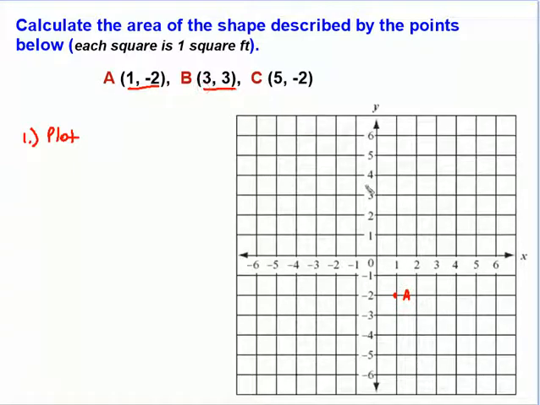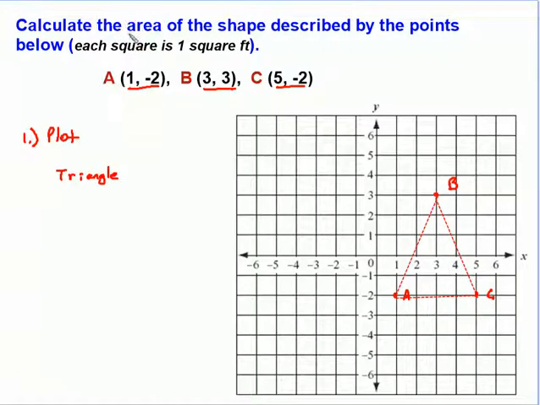Then we'll come over here to B. That is 3 along the x-axis and 3 along the y-axis. So this is point B right here. And then C is 5 along the x-axis and -2 along the y-axis. And that is point C. And all we have to do then is connect those dots. So we'll draw this guy here, and this guy here, and this guy here. And what shape do we have? Of course, we have a triangle. So we've got a triangle, and the area is what we're looking for, right? We're calculating the area of the shape.